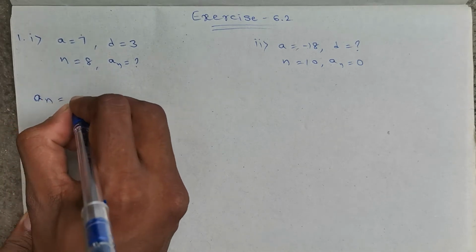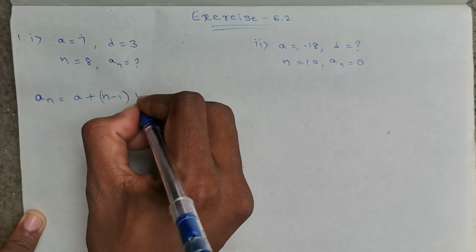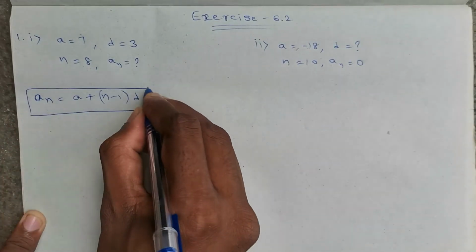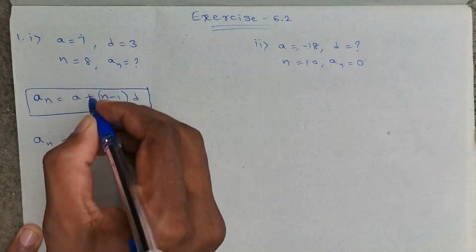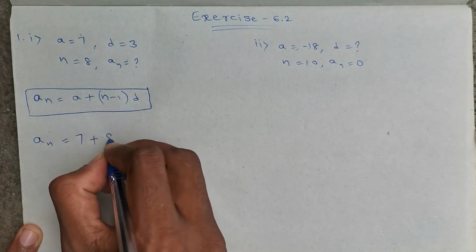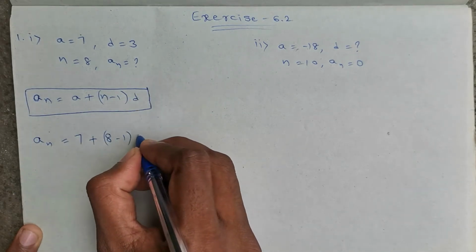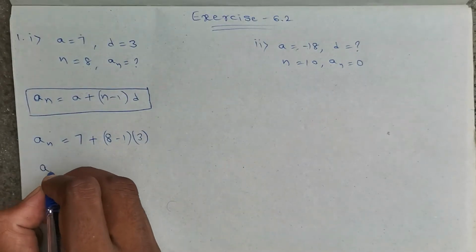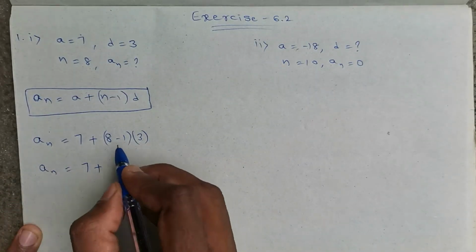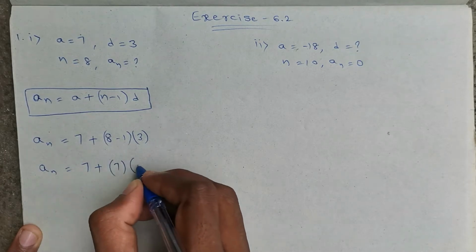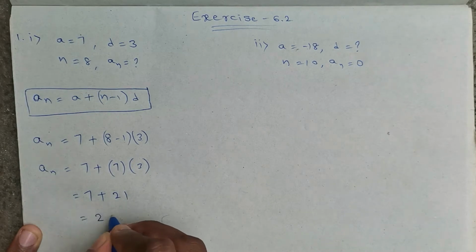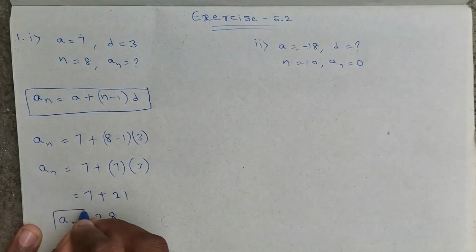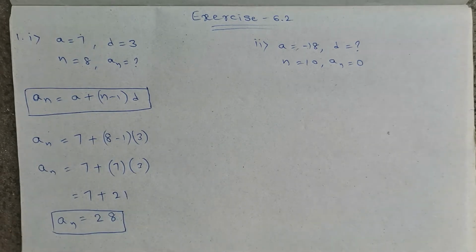An equals a plus (n minus 1) into d. So simply we want an, so an equals the a value given as 7 plus the n value given as 8 minus 1 into d, the common difference, given as 3. So now an equals 7 plus (8 minus 1), 7, into 3, which equals 7 plus 7 3s are 21, 7 plus 21 is 28. So an equals 28, or the nth term is 28.